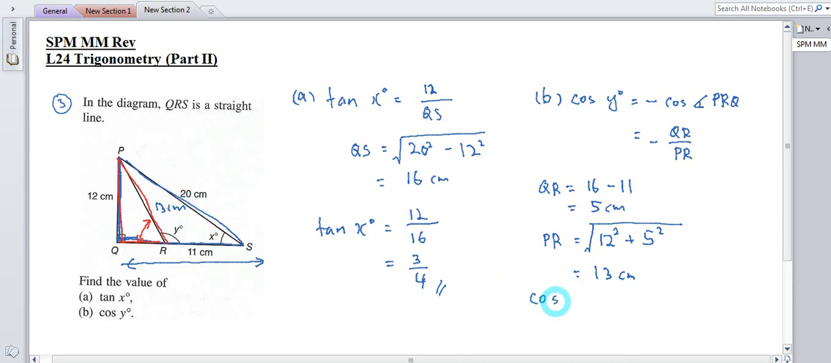Okay, now if you want to find cosine y, no problem, right? Negative QR, which is 5, divided by PR, which is 13. Okay, so this is the answer for cosine y.